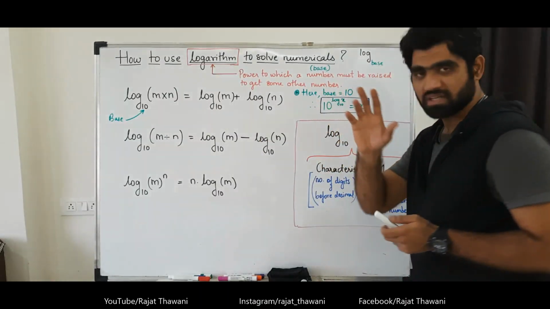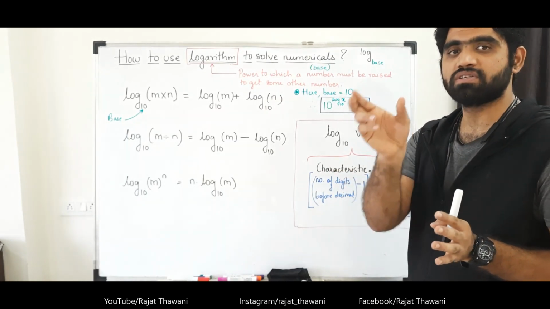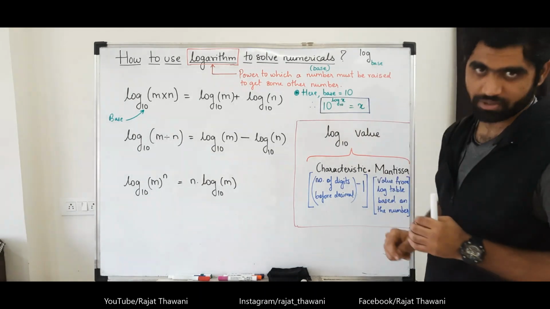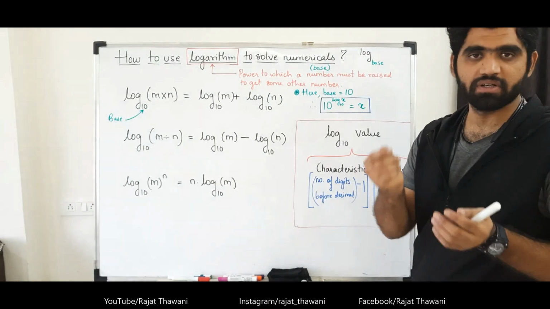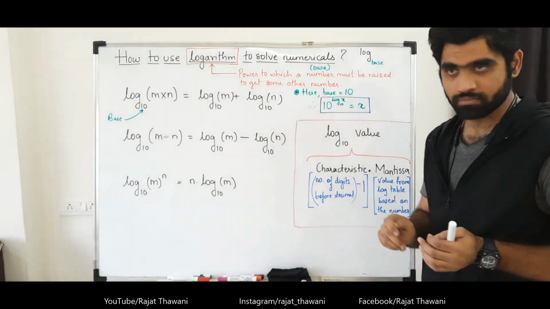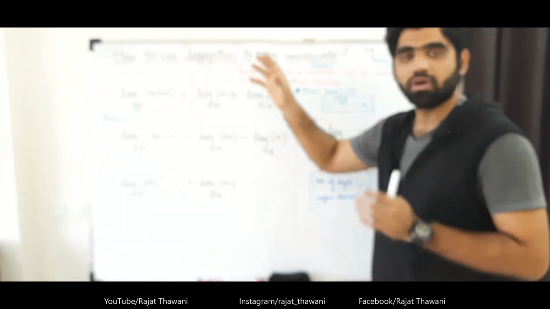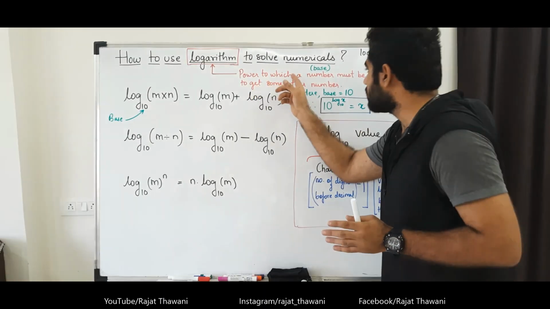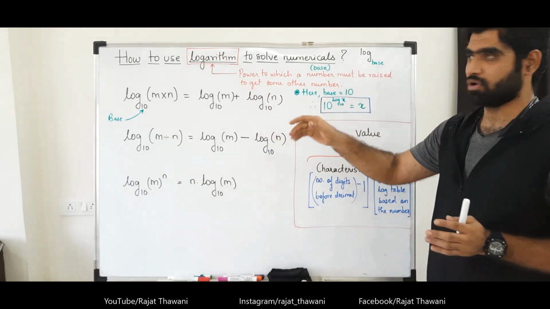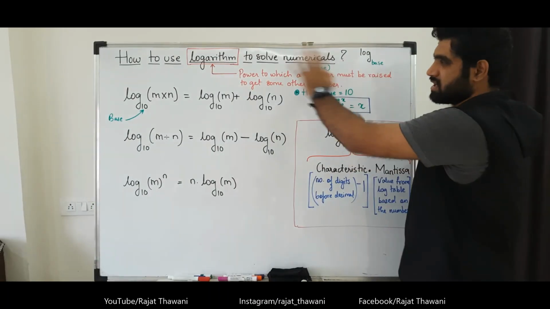Whenever we represent the logarithm, we write log, and there is some base written here. Maybe some number, maybe 10, maybe 2, maybe e. That is the base, a specific number. So what does logarithm mean? It is nothing but the power to which a number must be raised to get some other, particular number. It is a rough definition.